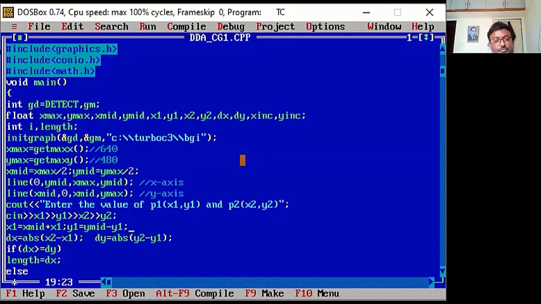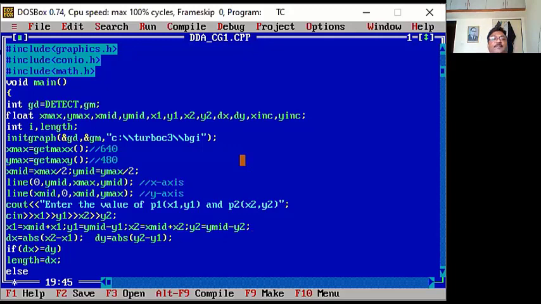Then x2 is equal to what? x mid plus x2, and y2 is equal to y mid minus y2. So these are the points you have converted as per your origin.